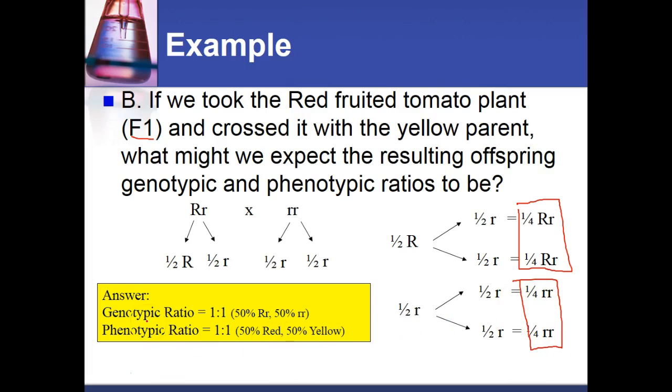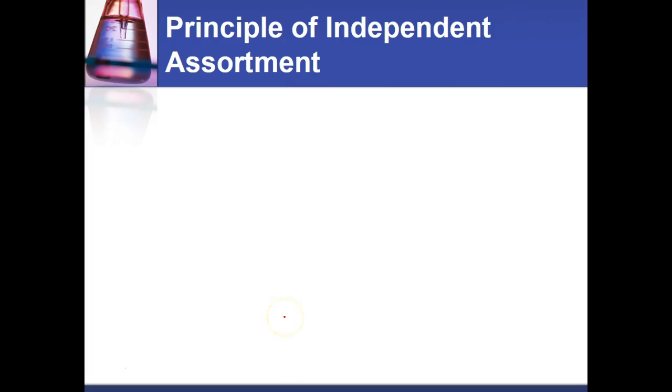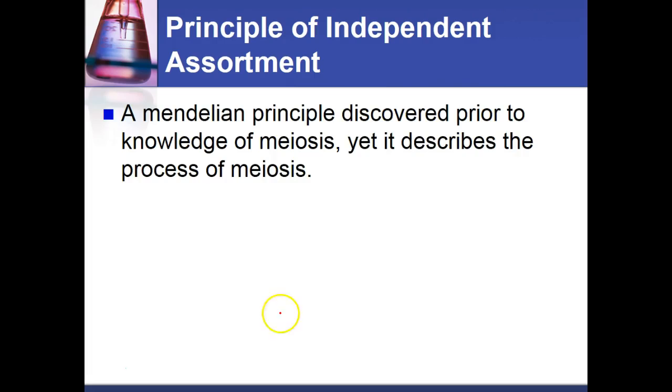Okay, again, notice the difference between the genotypic and phenotypic ratios. Genotypic is the genetic component, phenotypic is what they physically look like. Okay, so those are some warm-up monohybrid cross examples. Hopefully those are review for you. And so let's get into what the independent assortment or principle of independent assortment is.